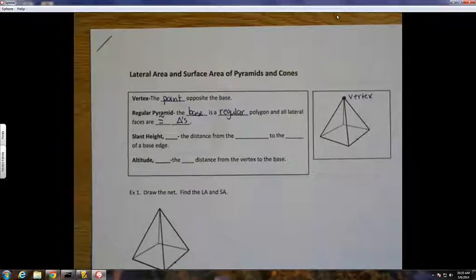Okay. If I asked you for how tall that pyramid is, where is the height at?